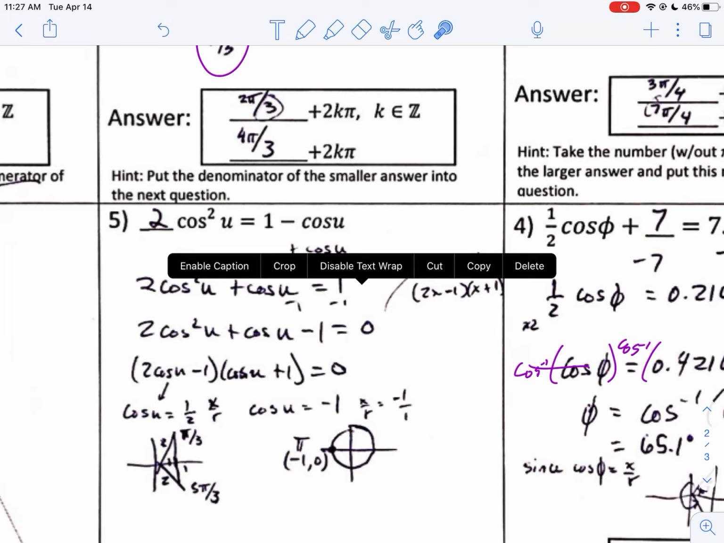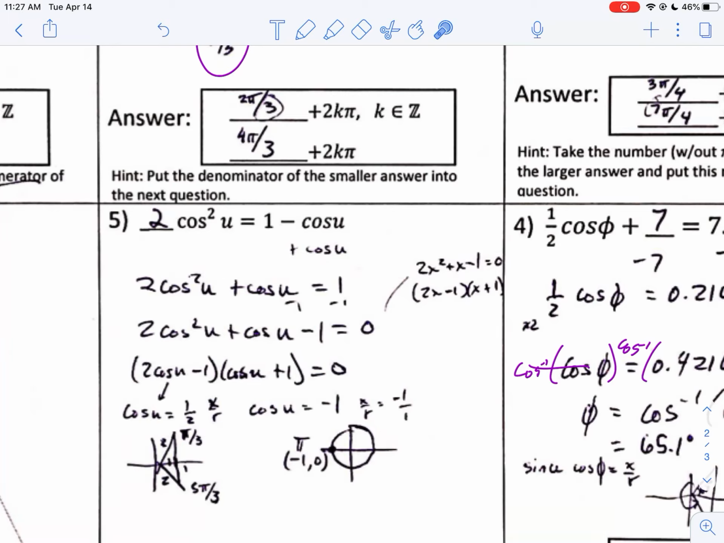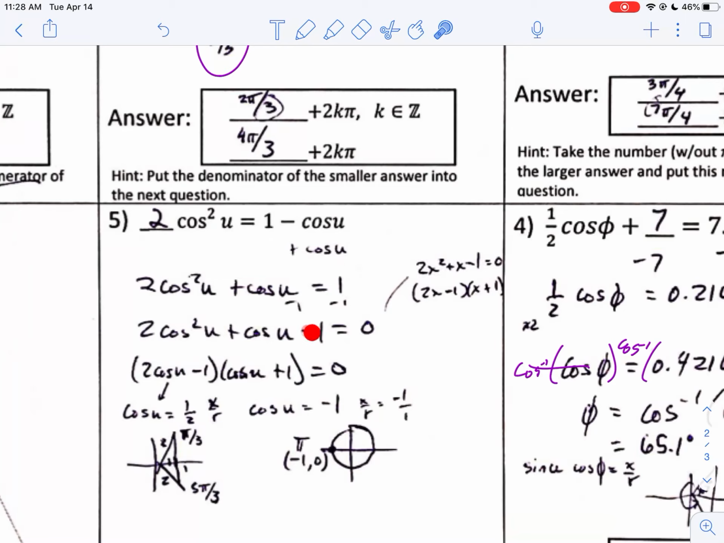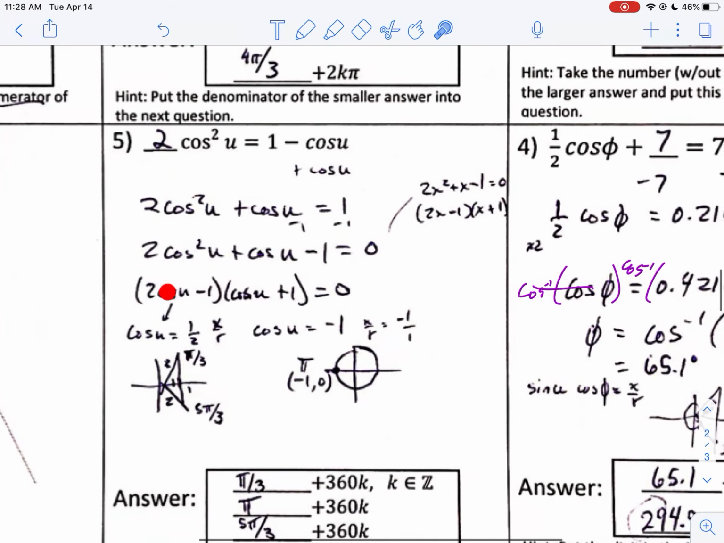But if you think of it just in terms of cosine, I have 2 cosine u times cosine u. To get 2 cosine squared u, I need 2 cosine times cosine. That's going to give me 2 cosine squared u. To get minus 1, I need plus and minus 1. We can rearrange and get that middle term. But a negative 1 times a positive 1 is going to give me negative 1 here. And then this middle term works out. You see, that gives me positive 2 cosine u minus cosine u. That's going to give me 1 cosine u.